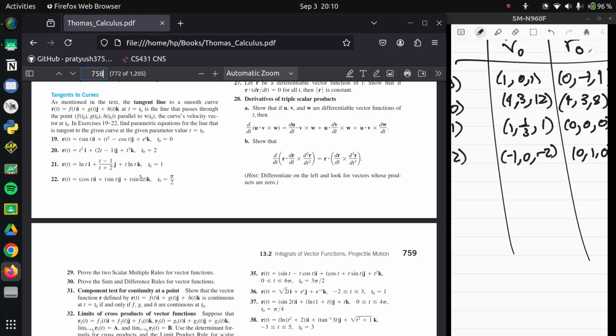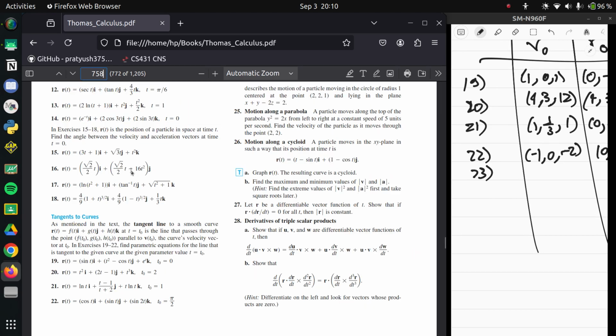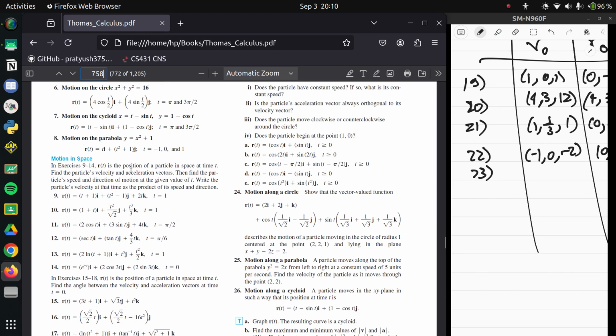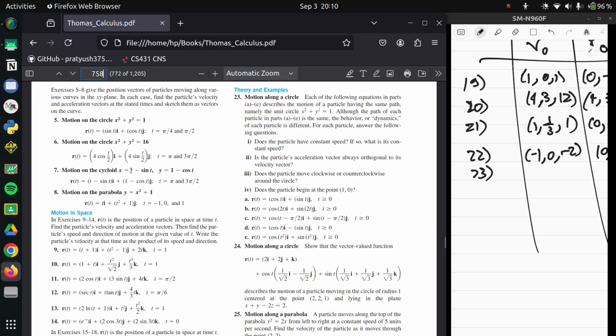Next it's 23. 23 is this, just a mundane activity. Here are examples. Motion along the circle: each of the following equations in parts A to E describes the motion of a particle having the same path, the unit circle, although the behavior or dynamics of each particle is different. For each particle, answer the following questions.